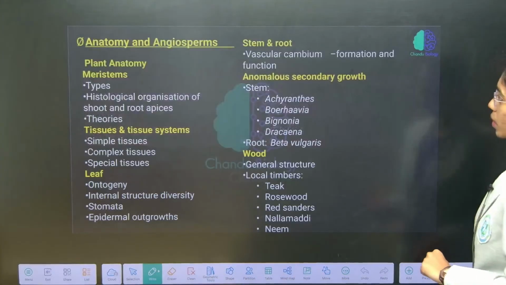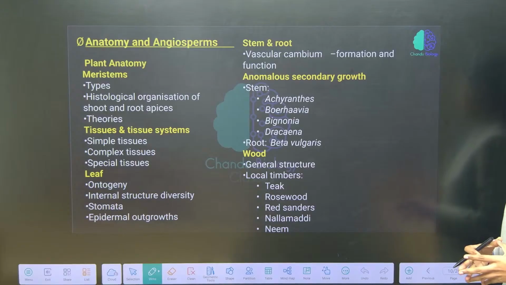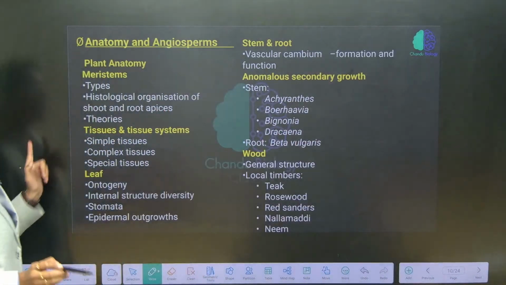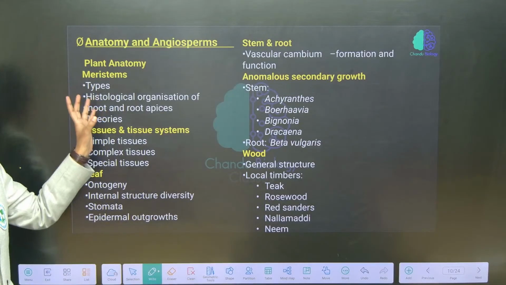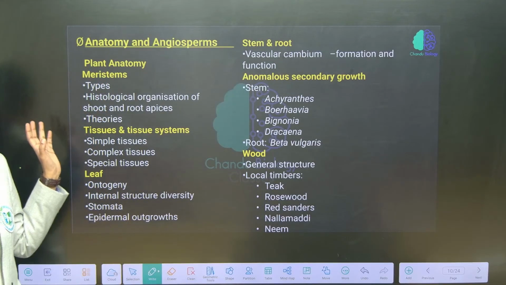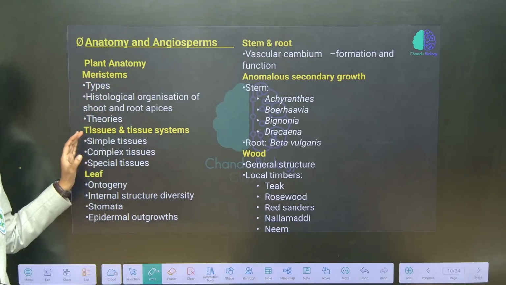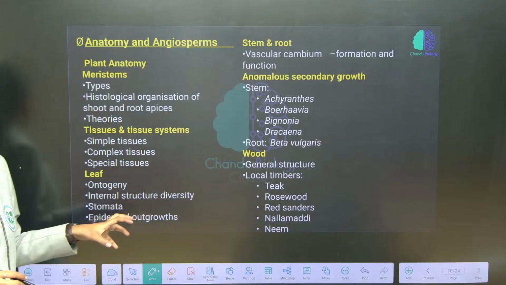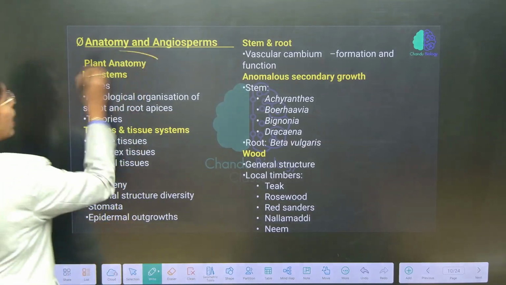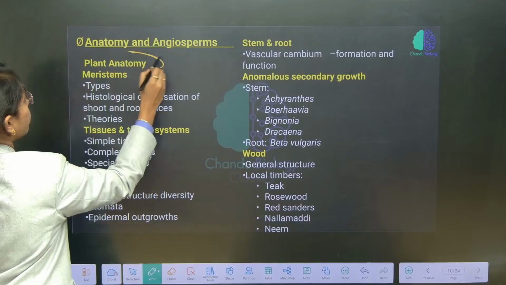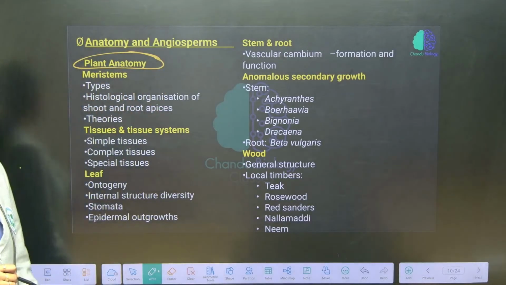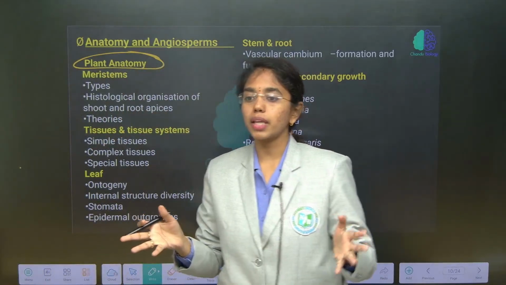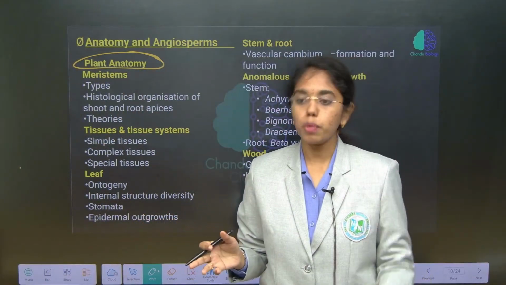Enough. Anatomy and angiosperms. Plant anatomy: if you elaborate each concept, the syllabus goes vast, but there is no need to be scared looking into each detail. Most of the things we are already aware of. We need to just fix it and learn. Here you see plant anatomy. We have two types of tissues, meristematic tissues and permanent tissues. Meristematic tissues we can again classify based on their origin and based on their position.